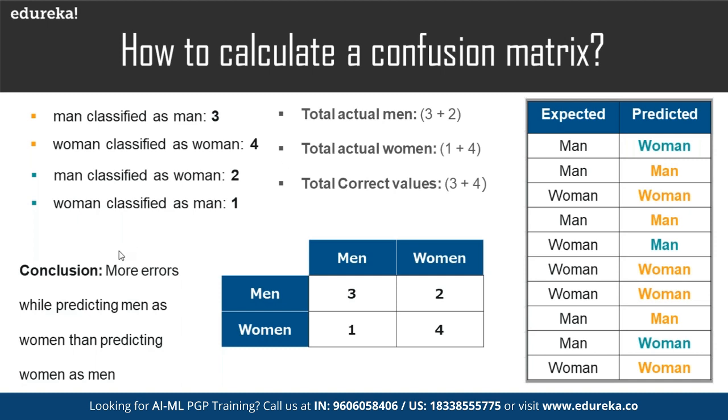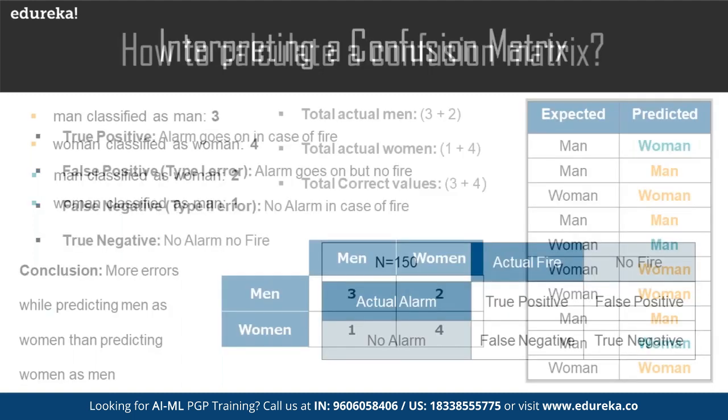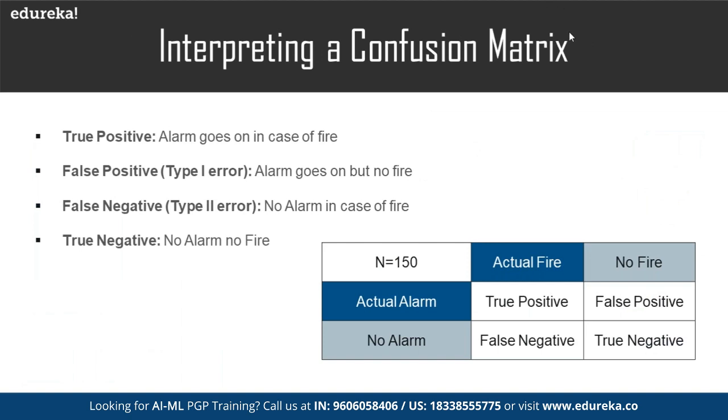All you need to know is what the confusion matrix is and how it is, and this is how we interpret it. We understand and comprehend it like this. For example, true positive, I was talking about it: the alarm goes on in case of fire. False positive, which we call a type 1 error: the alarm goes on, but there is no fire.